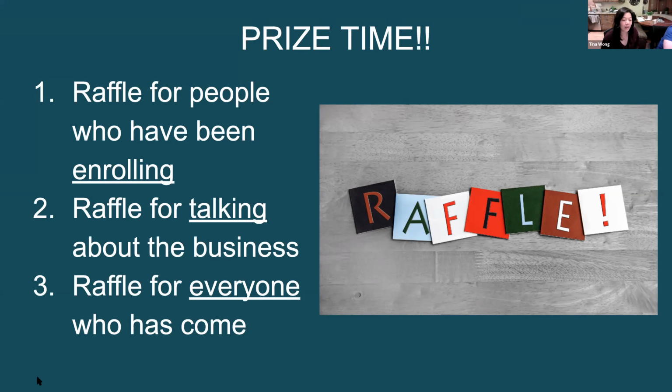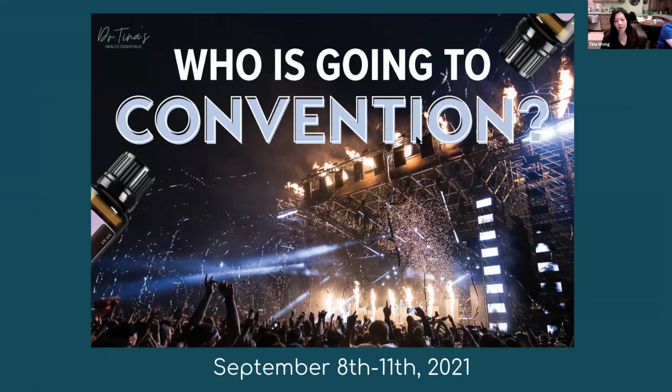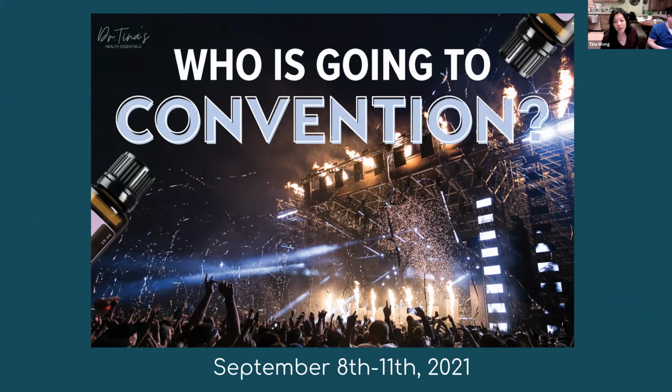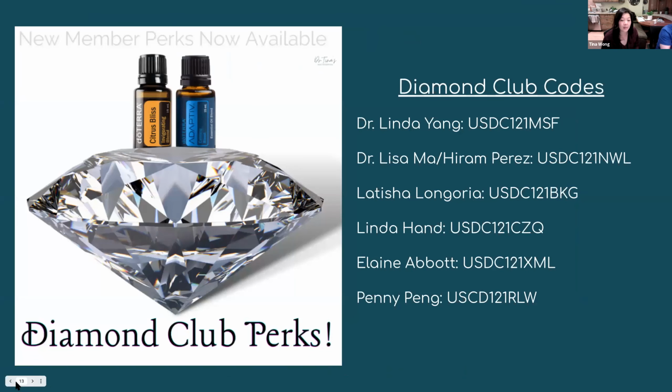Okay, so I know that we have to go into the care to share. I'm going to go real fast here. Okay, we're going to go to convention, guys. If you can go to convention September 8th to the 11th, really try to get there to Utah. And I'm going to be renting a house. Or it can be online. It can be online too. But I'm going to rent a house. Let me know if you want to stay with us.